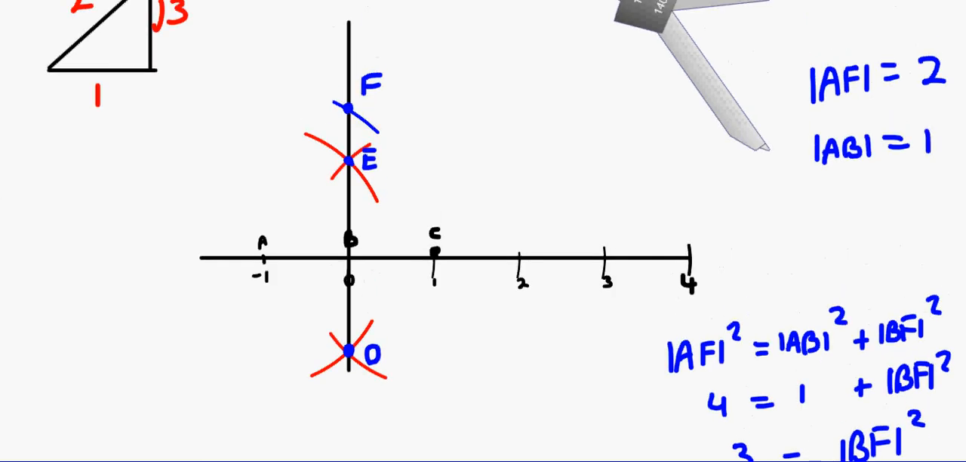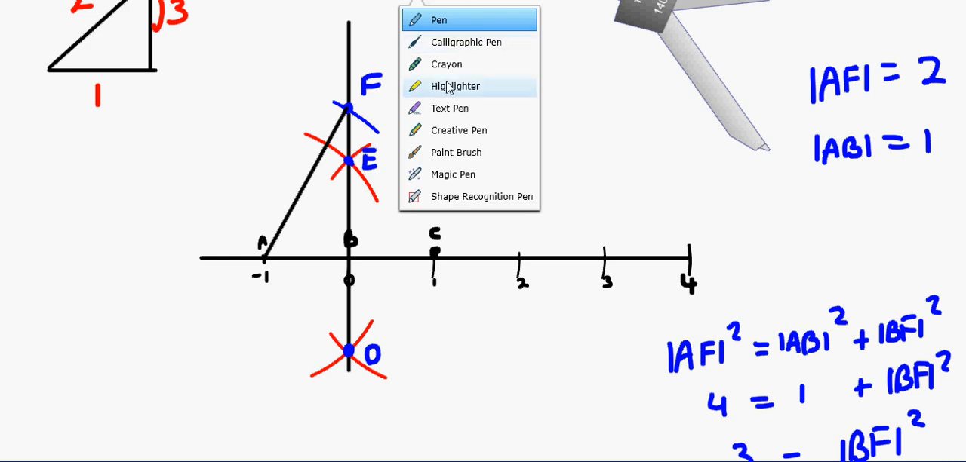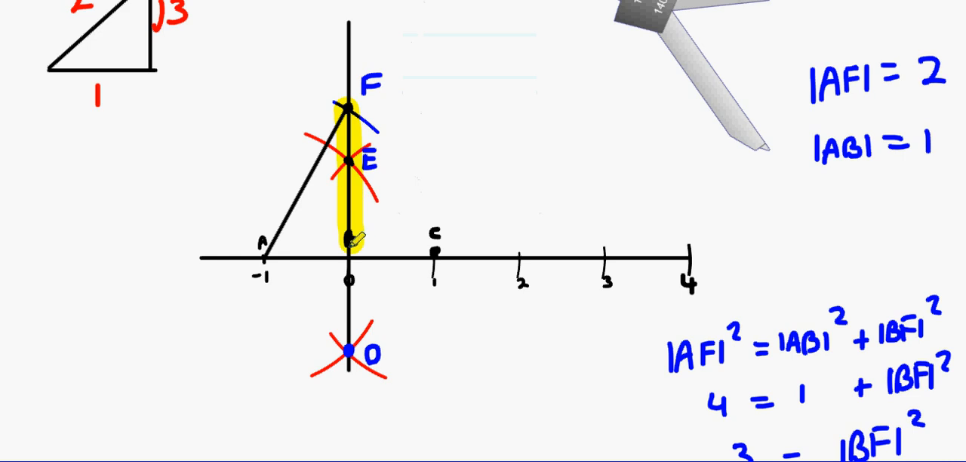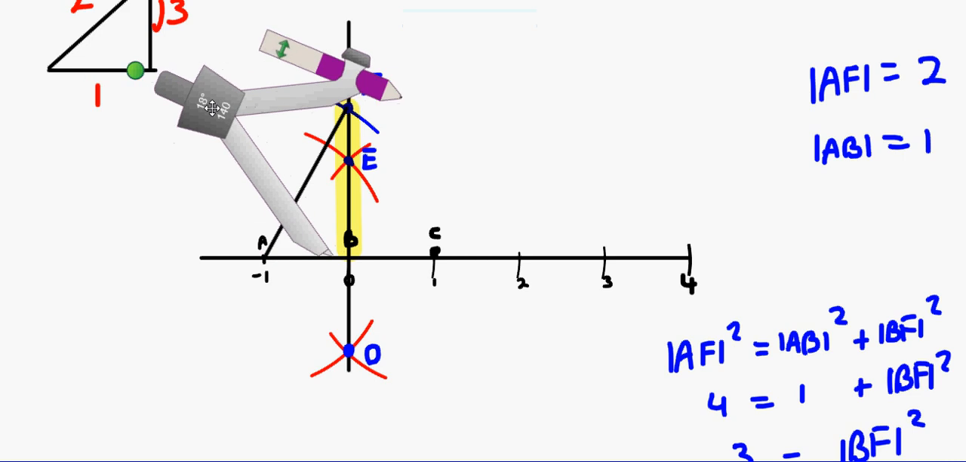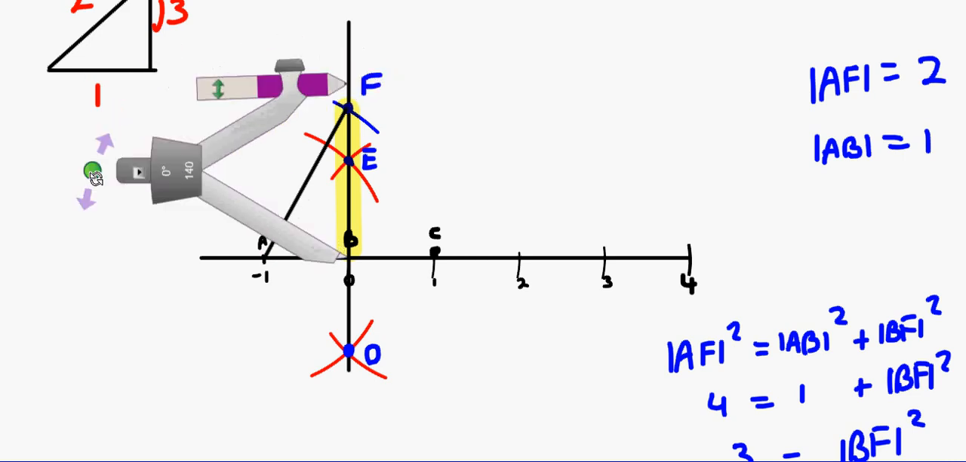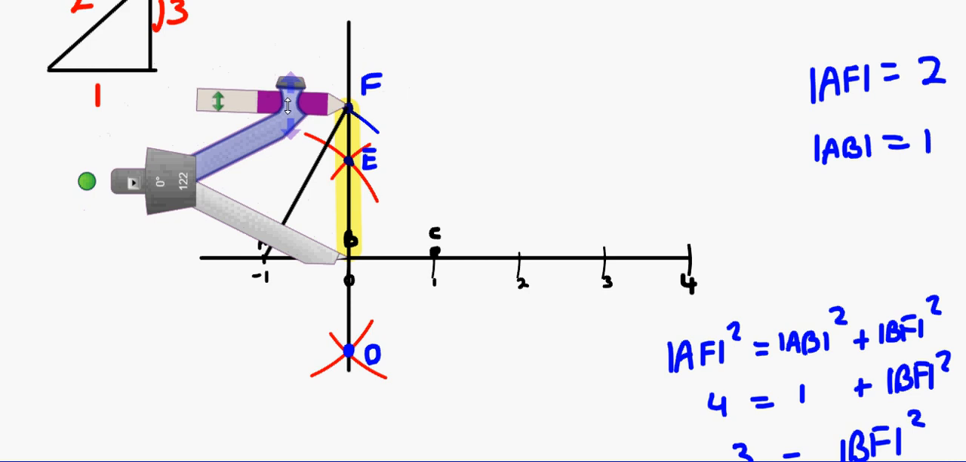Happy days. So we finish off our triangle here, and we find out that BF is root 3. Okay, what's my next step then? Come over here with my pen again, so I'll change colour to purple this time. And what can I do now? I can measure the length of BF. How do I measure it? Just grab this here. There's BF, isn't it?